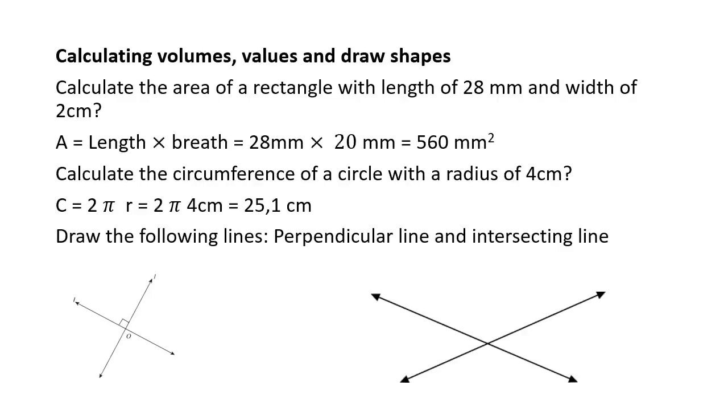Now, sometimes they also ask you to draw the following lines. So there is a line, for example, they say perpendicular line or intercepting line. Now, the first one here is your answer for a perpendicular line. It's a line that crosses each other at an angle of 90 degrees. Now, intercepting lines are lines that cross each other at any angle except 90 degrees. So those are intercepting lines.